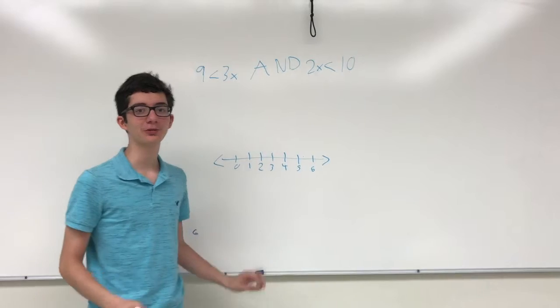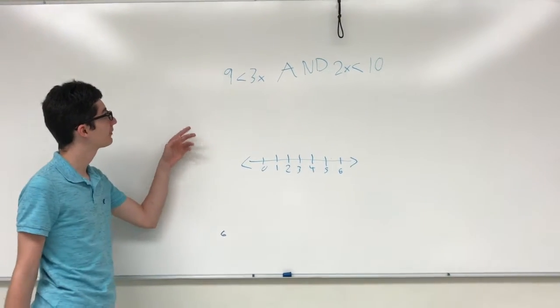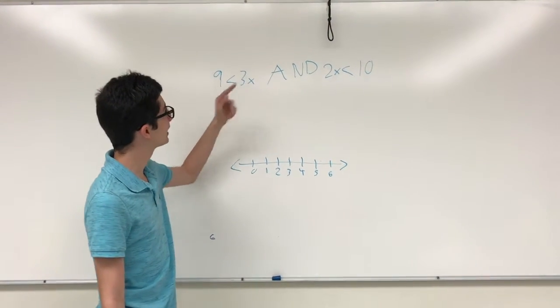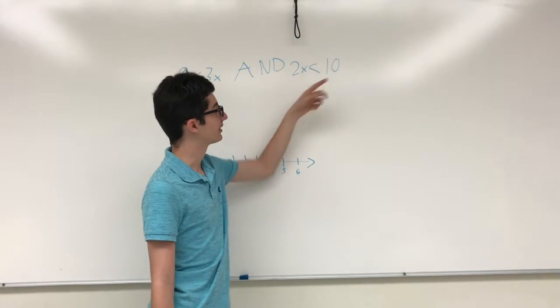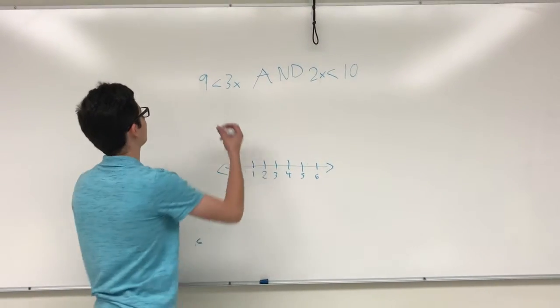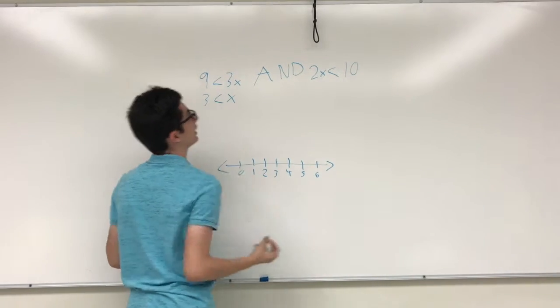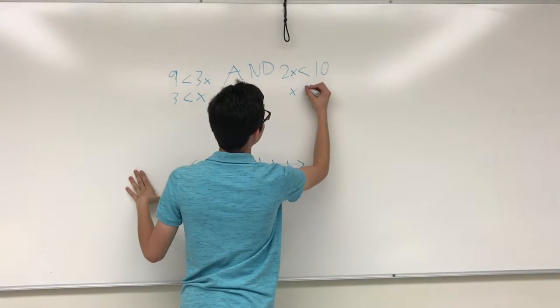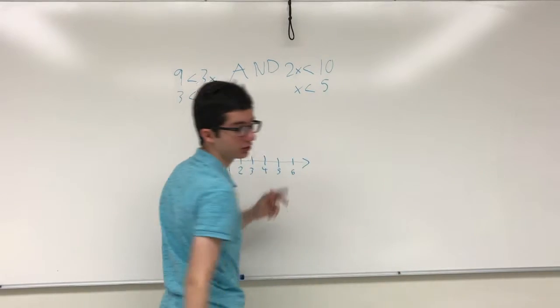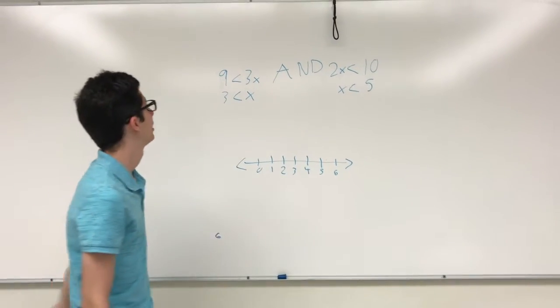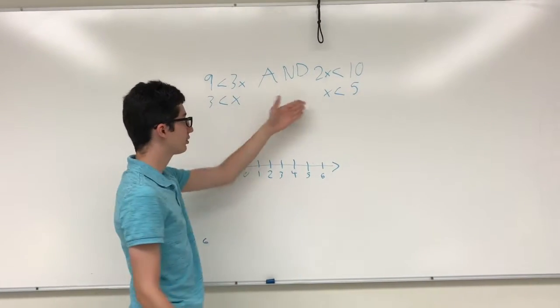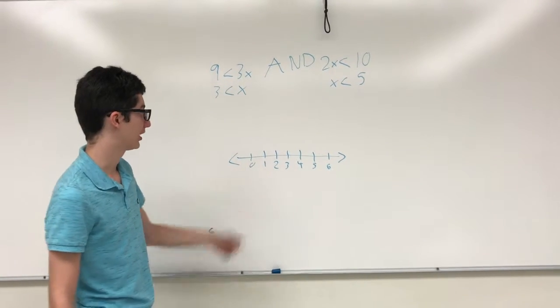Let's continue with the compound inequalities. This time we have 9 is less than 3x and 2x is less than 10. First we need to solve it. So it will be 3 is less than x, and in here it will be x is less than 5. We are using here the division property. Now after this we already have the solution and we're going to continue with the number line.